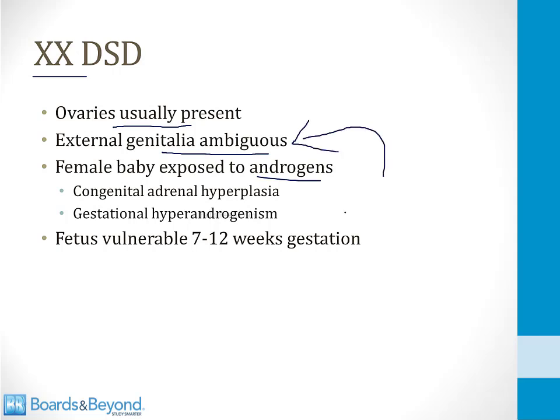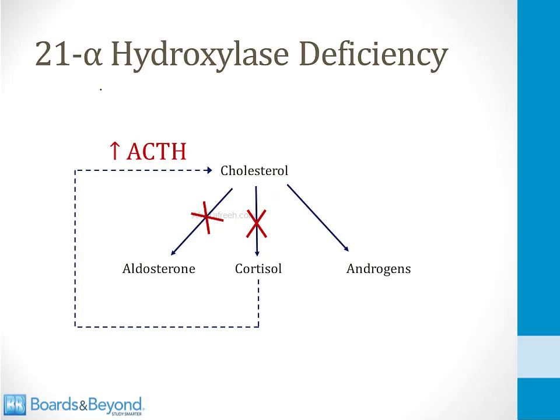These disorders have a relatively narrow list of causes, and the 2 classic causes that you should know are congenital adrenal hyperplasia and gestational hyperandrogenism. In both of these problems, there is excess androgen production in utero that causes the sexual development to be abnormal, and the fetus is most vulnerable at 7 to 12 weeks of gestation because this is the time period when the genitals are forming.